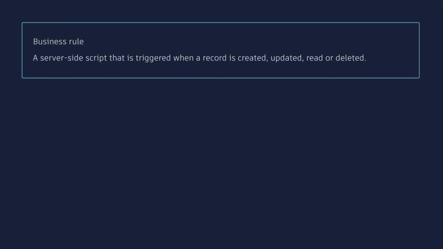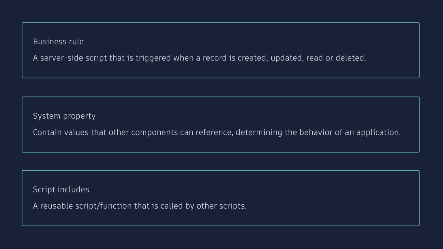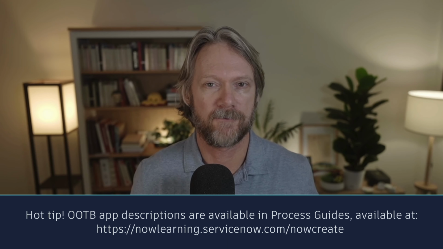By platform knowledge, I mean understanding the platform components and how applications in the platform work, the different components that make up an application and how they're related to one another. For example, understanding that a business rule is a server-side script that is triggered when a record is created, updated, read, or deleted. Knowing that system properties contain values that other components can reference, which can be changed and therefore changing the behavior of an application. Another example is recognizing that many scripts will include references to script includes. You also need product-specific knowledge, as we will see in some of the following videos.